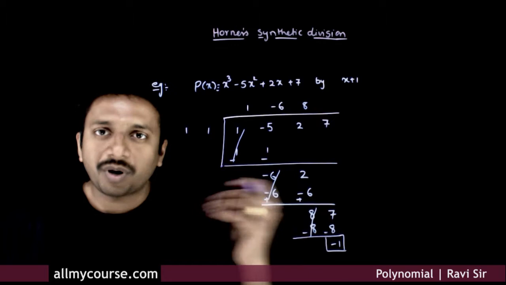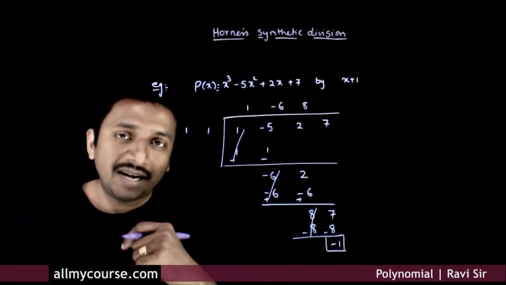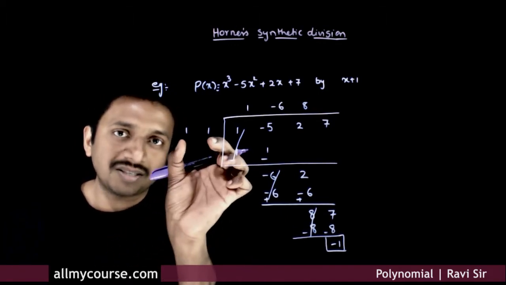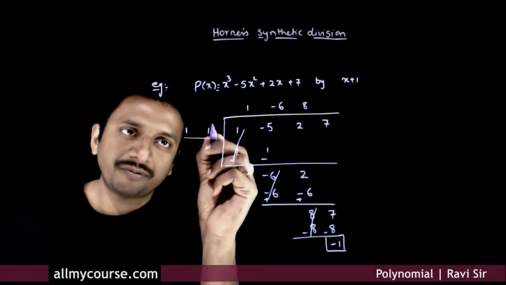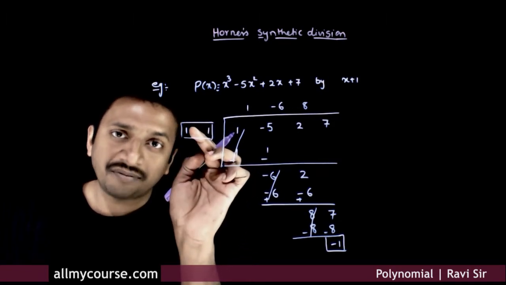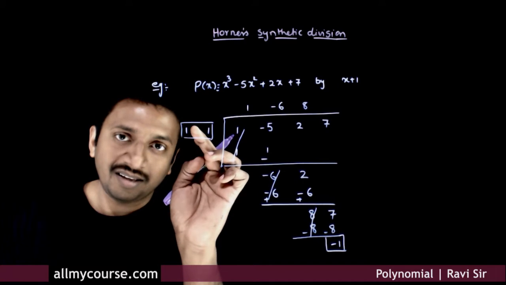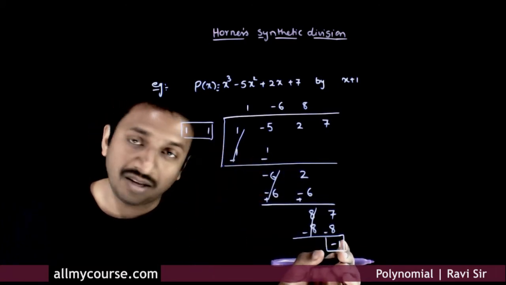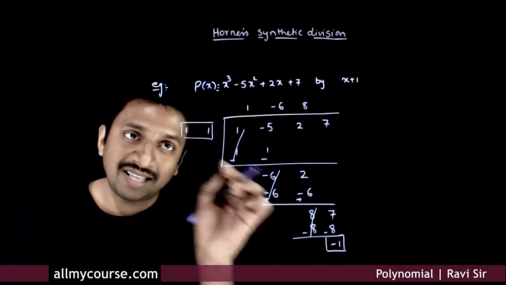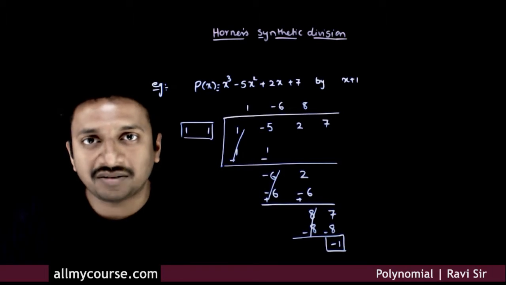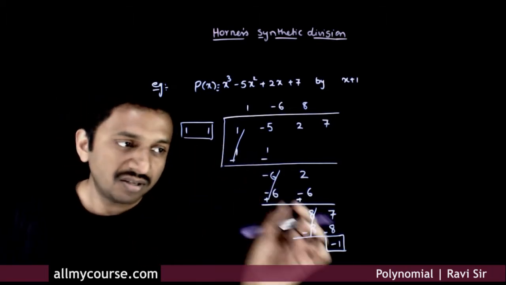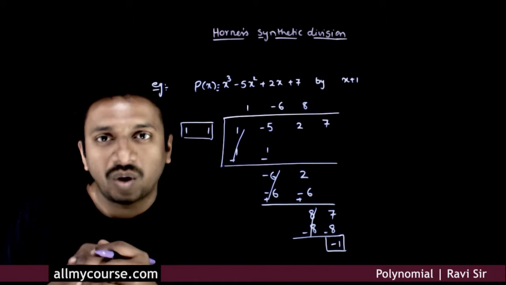So the whole division process is complete, and you can see that the division process is complete when the number of numbers that you have in the remainder becomes less than the number of numbers in the divisor. So the divisor has 2 coefficients, the remainder should have at most 1 coefficient.